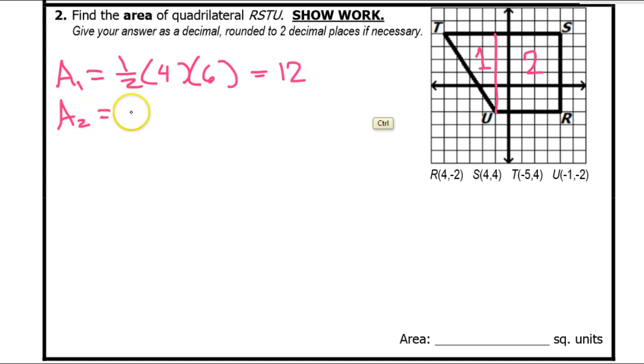Okay, now let's talk about area 2. Area 2 is a rectangle, so that's just going to be base times height. That is going to be 5 for the base, and the height again is 6. So that's going to be 30. If I add these up, that's going to be 42.